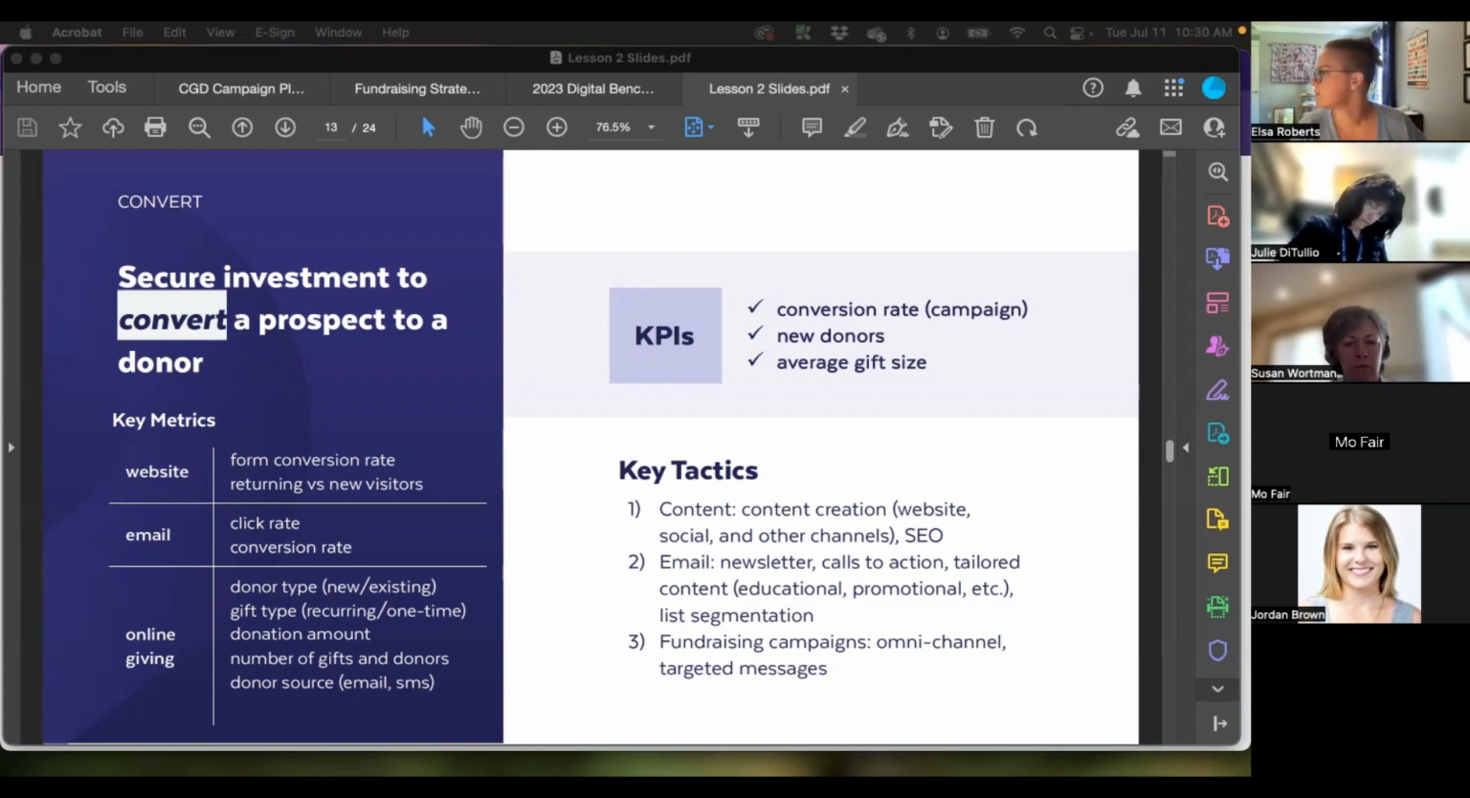What is the industry standard for click rates? Mo, I will be getting to that a little bit later on, but that's a great question. That's where when we get into benchmarks later on today, that will be one of the things that we cover.